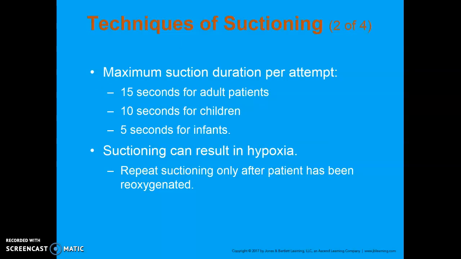Your technique for suctioning, you do have a maximum amount of time that you should suction because as you're suctioning, you're pulling things out of the airway, and that's not going to allow air to get in. For adult patients, no more than 15 seconds. For children, 10 seconds. For infants, 5. If you suction for too long, they're going to become hypoxic. So you're going to insert your catheter, you're going to obstruct the tube, and you're going to suction on the way out for no more than those maximum time limits. If you need to clear more out of the airway, there's still stuff in there, then you're going to allow them to oxygenate and then repeat attempts. You just don't go back to back to back.